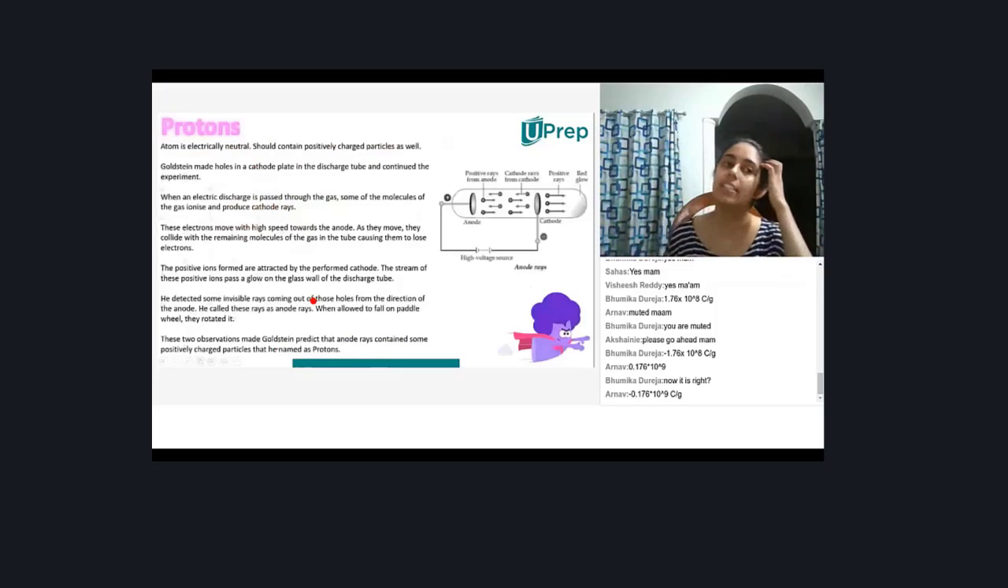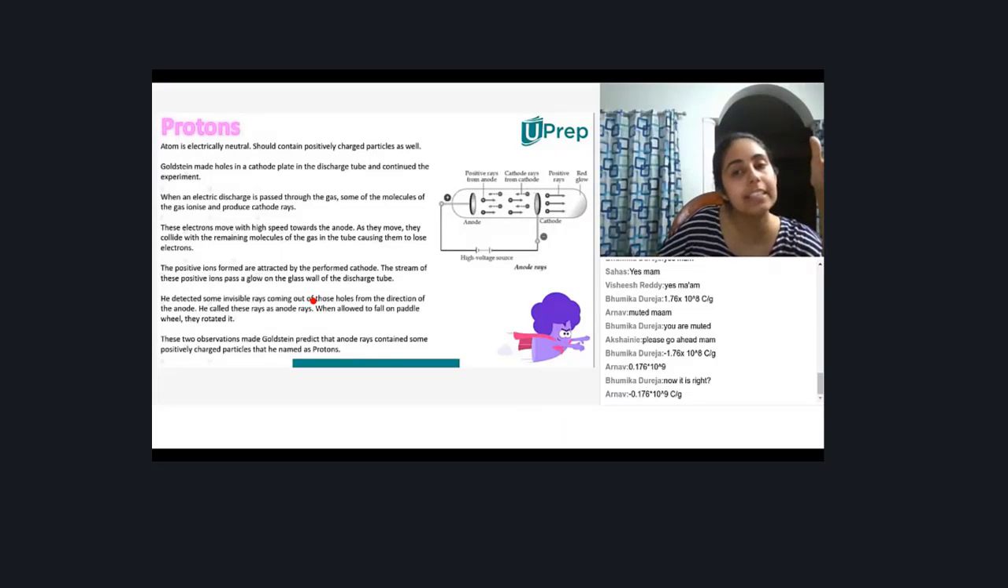So now let's study how protons were discovered. Remember the cathode ray experiment, or the Crookes tube experiment. We saw that there was an anode and a cathode. Anode and cathode are nothing but two plates, one positively charged and the other negatively charged. We studied in the previous example that cathode rays come from the cathode.